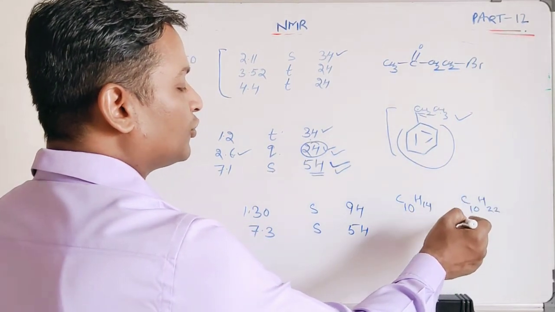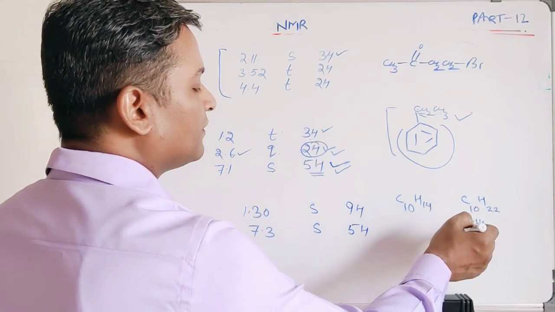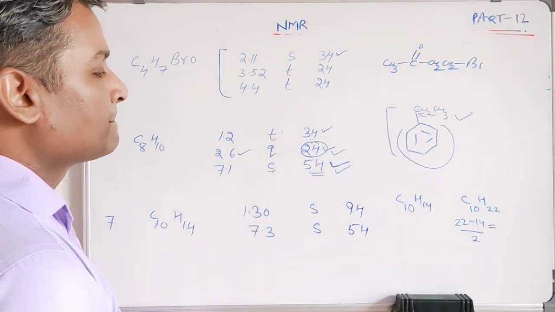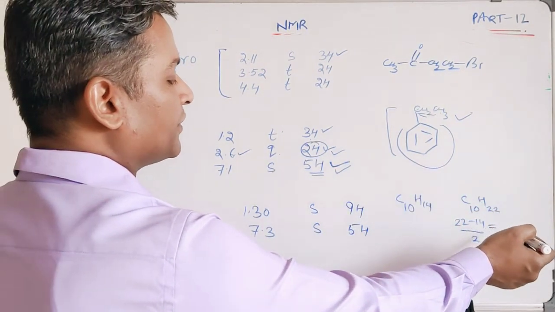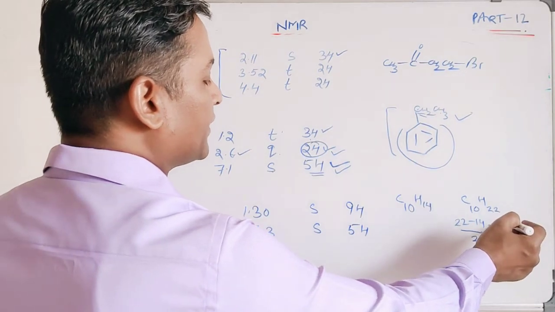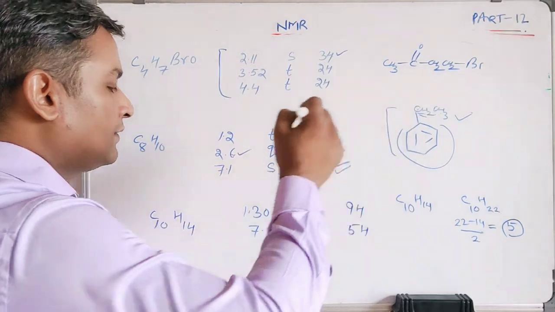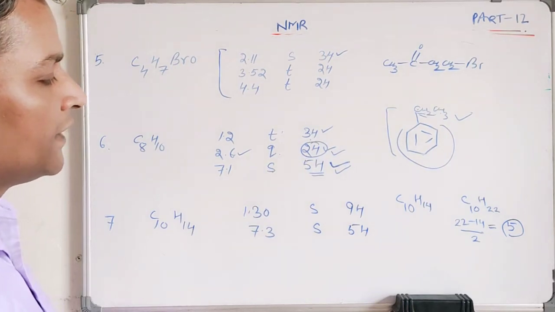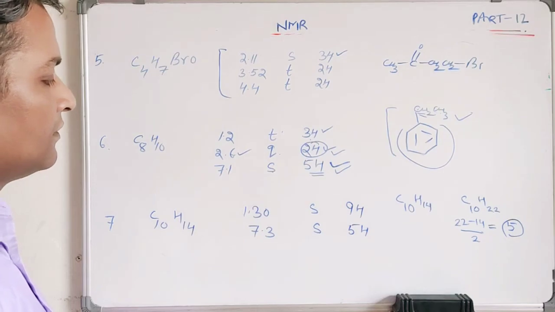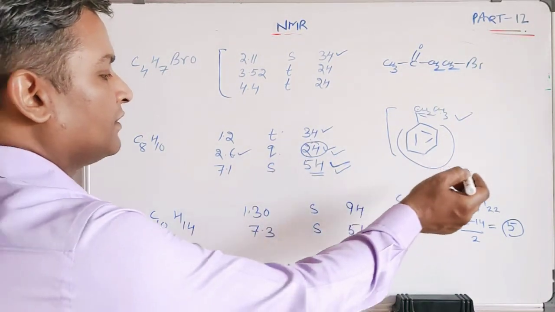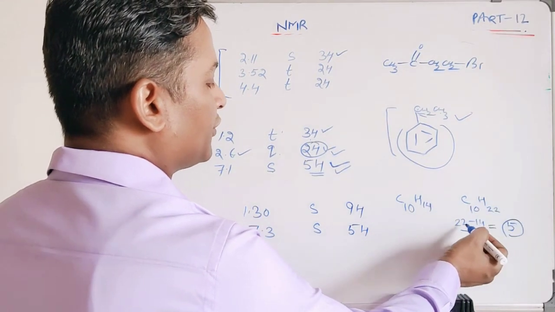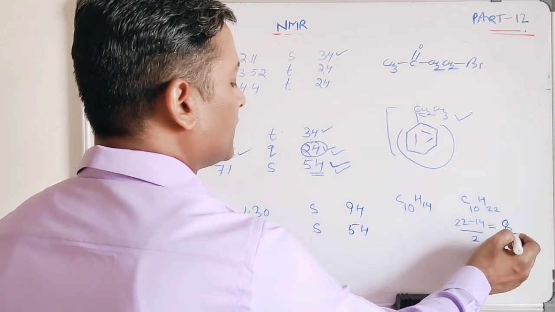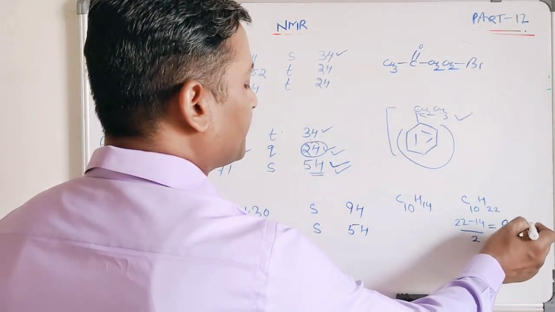C10H22. So 22 minus 14 is equal to 8, divided by 2. So the degree of unsaturation is equal to 4.